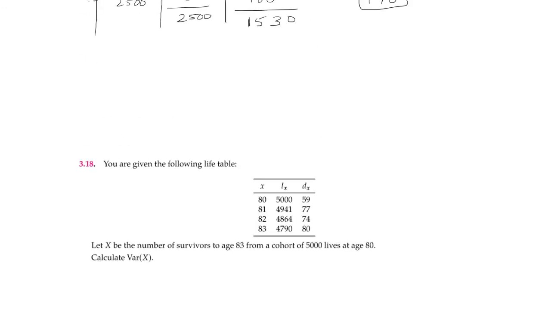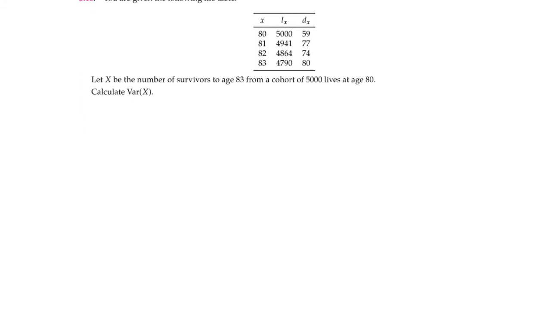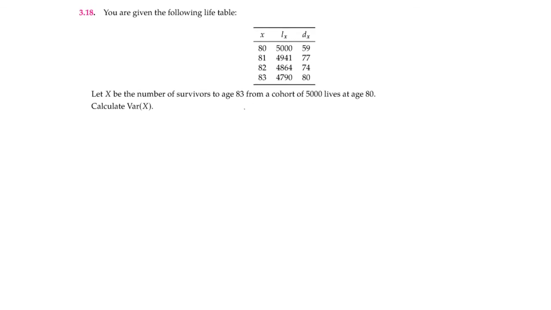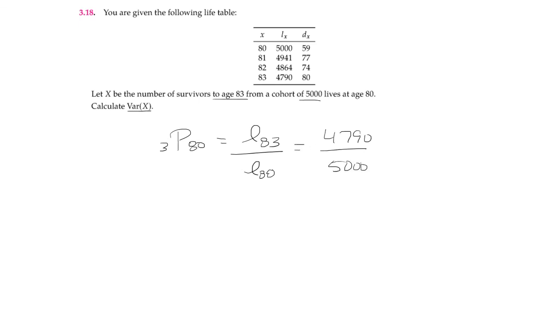Okay, last question. We want to find the variance of X, where X is the number of survivors to age 83 from a cohort of 5,000 lives at age 80. So I'm basically looking at 3p80, which is L83 over L80. And that's 4,790 divided by 5,000, which is 0.958.